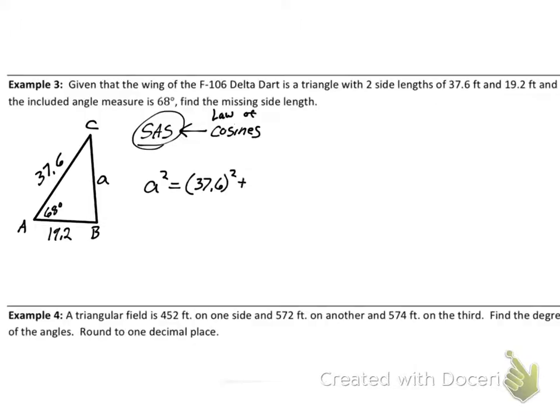37.6 squared plus 19.2 squared minus 2 times those two sides, so 37.6 times 19.2 times the cosine of the angle I'm looking for. I'm using that angle, so angle A. Well, angle A is actually 68 degrees.